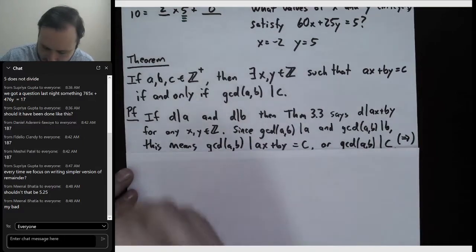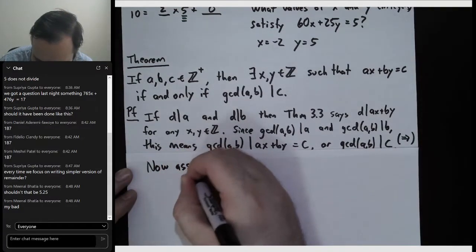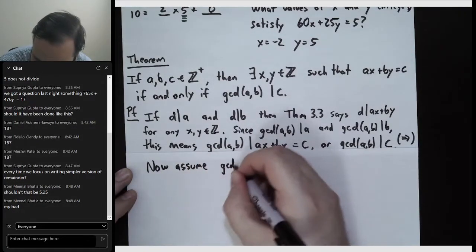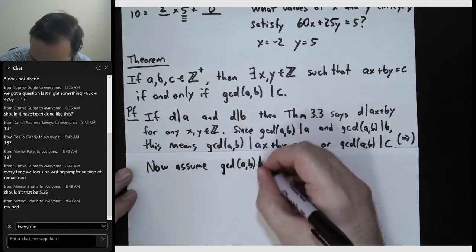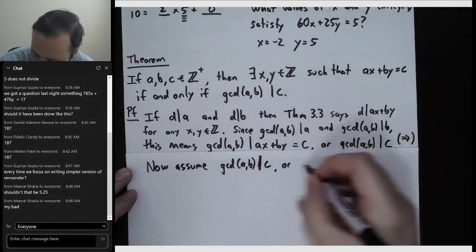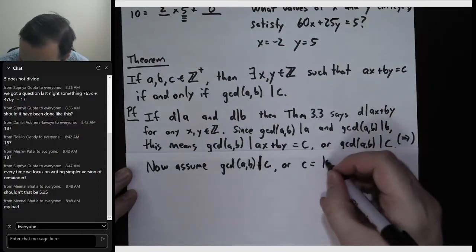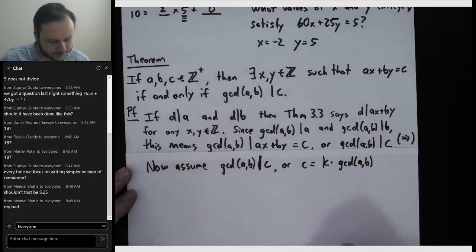Okay. So now we assume that the GCD of A and B divides, not equal to, divides C, or C is equal to some multiple, let's say K times the GCD of A and B.